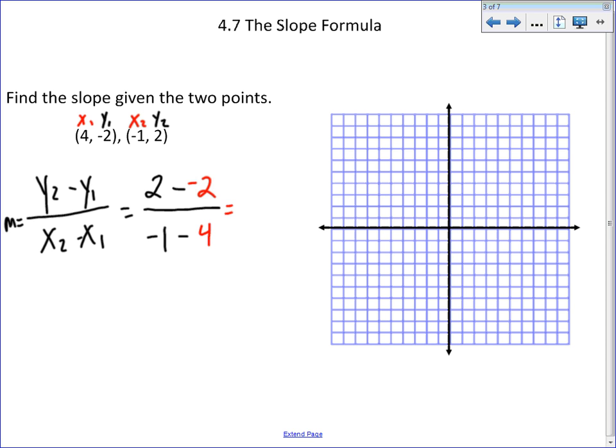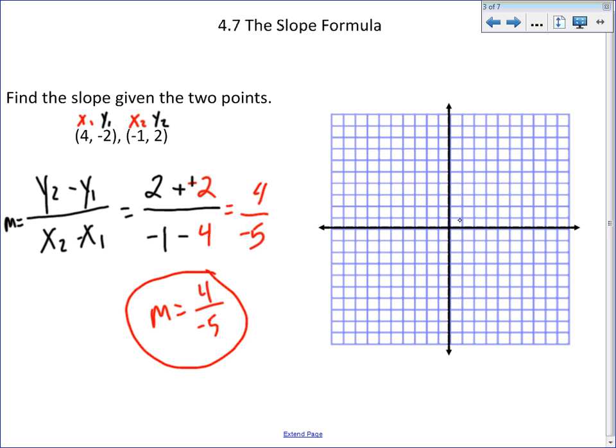Now, if you use a calculator or if you just remember to keep change, 2 minus negative 2 is the same as 2 plus positive 2, which would give us 4 over negative 1 minus 4, which would give us negative 5. So our slope would be 4 over negative 5, or negative 4/5.